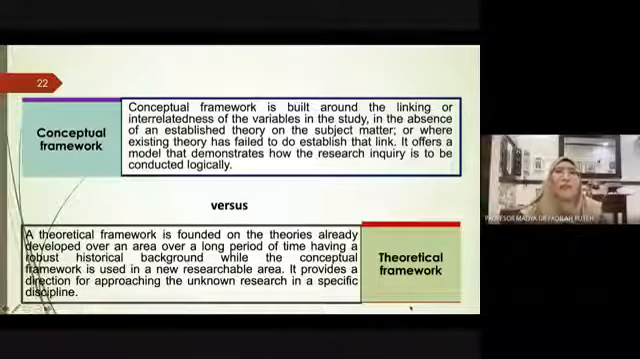So that is why you have to be very, very sure about which theory is relevant to your study. Or where existing theory has failed to establish that link, it offers a model that demonstrates how the research inquiry is to be conducted logically.